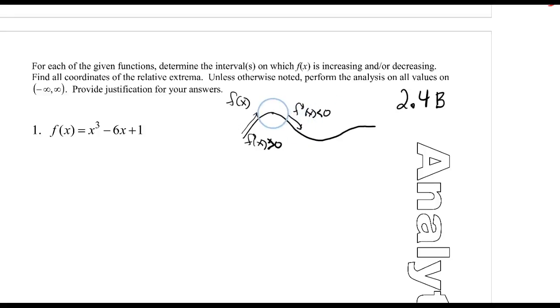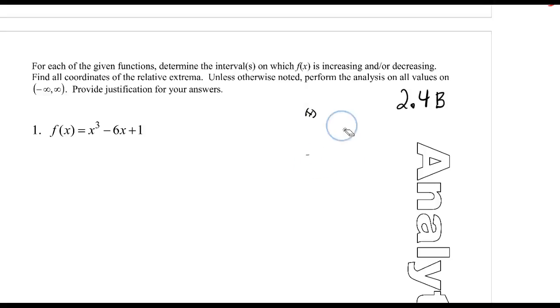And where the function had a relative maximum, the derivative was 0 and changed from positive to negative, from left to right. And where the function had a minimum, the derivative was also 0 and the derivative changed from negative to positive across from that 0. Then we looked at a graph of the derivative and determined similar things about the function.